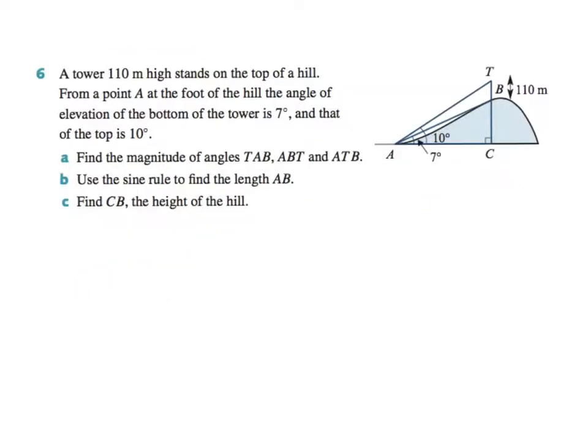Okay, now to find the angles, look at triangle TAB. If I draw that out, I've got something like that. You can see that all the way up is 10, and then up to that bottom line is 7, which makes this in here 3 degrees. So you know that angle TAB, remember you look at the middle one, equals 3 degrees.